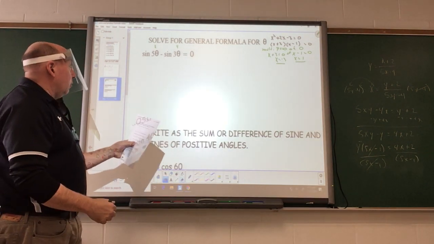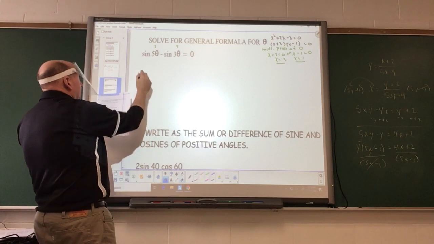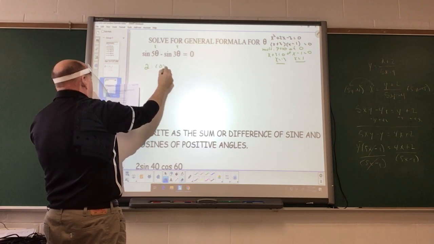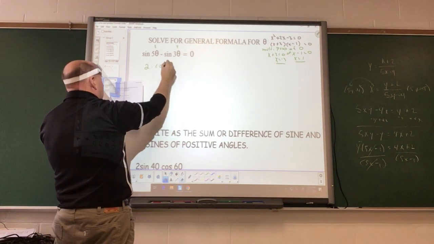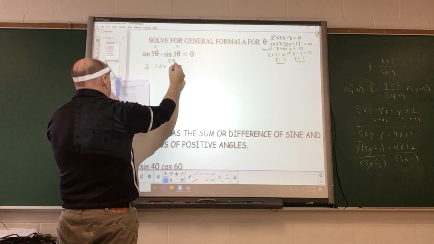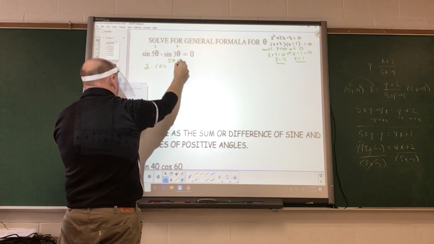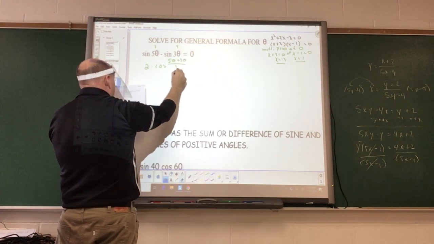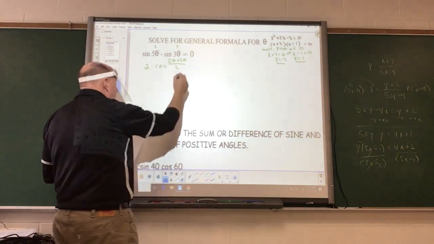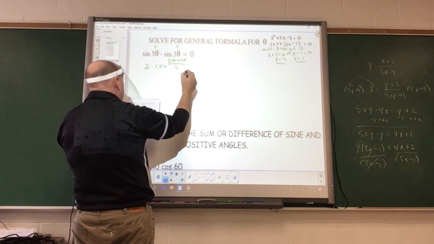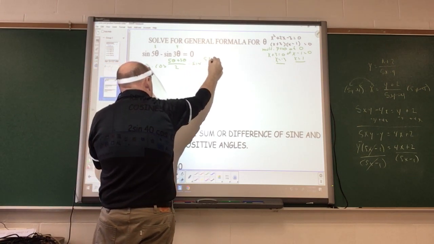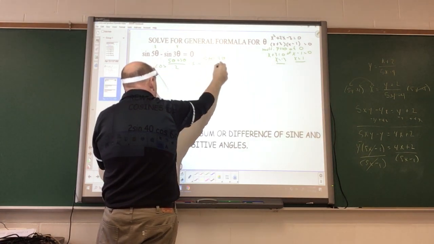Here's my x and here's my y. So what I want to do is I want to rewrite this. 2 times the cosine of x plus y, but x is a value of 5 theta, plus y, which is 3 theta, divided by 2, times the sine of 5 theta minus 3 theta, divided by 2.